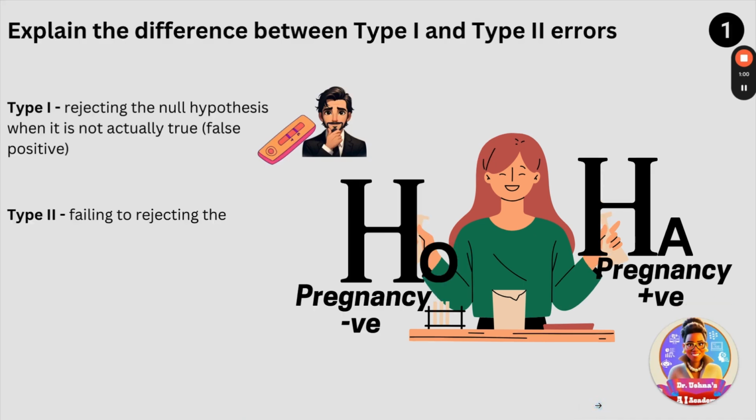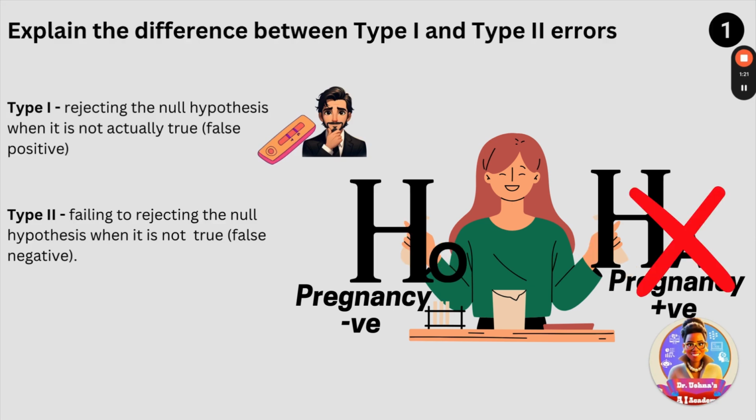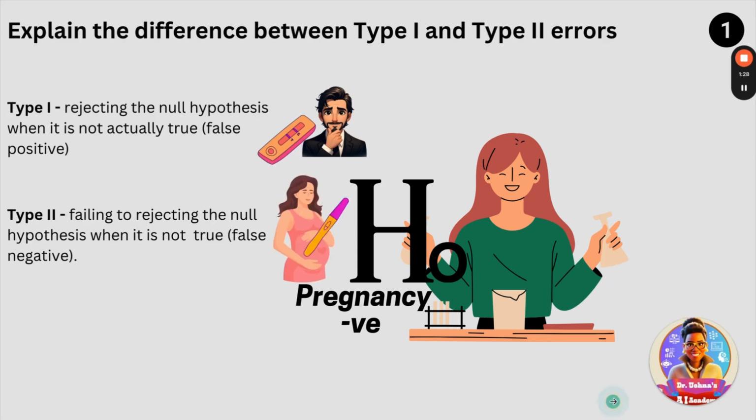The type 2 error is the false negative. This is where you fail to reject a null hypothesis when you should have rejected it because it is actually not true, meaning there is a statistically significant difference, but your test failed to detect it. So this is like giving a negative pregnancy test to a pregnant woman.